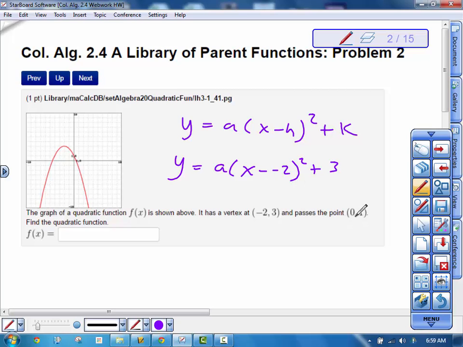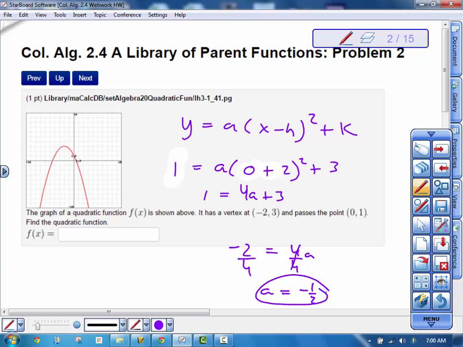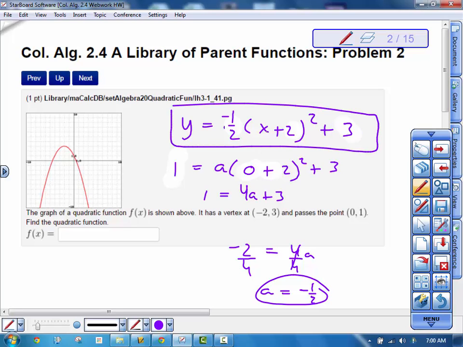Now they give us the point (0, 1), so first of all I can make this positive. And then plug in the point, so 0 goes in for x and 1 goes in for y, and that helps us find a. So when you do that, you get 2 squared, which is 4, so you get 4a plus 3 equals 1. Subtract 3 from both sides, gives you -2 equals 4a. Divide both sides by 4, and a equals -1/2. So that'd go in here, -1/2. And then h is -2, so this would be +2, and k is 3. So there's our function once we plug a, h, and k back in. There's our parabola.